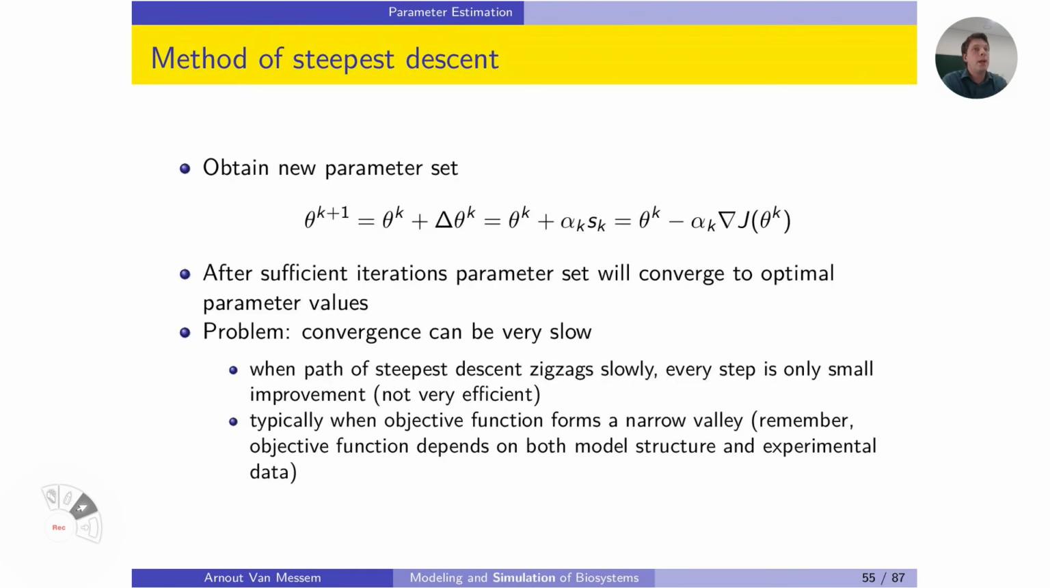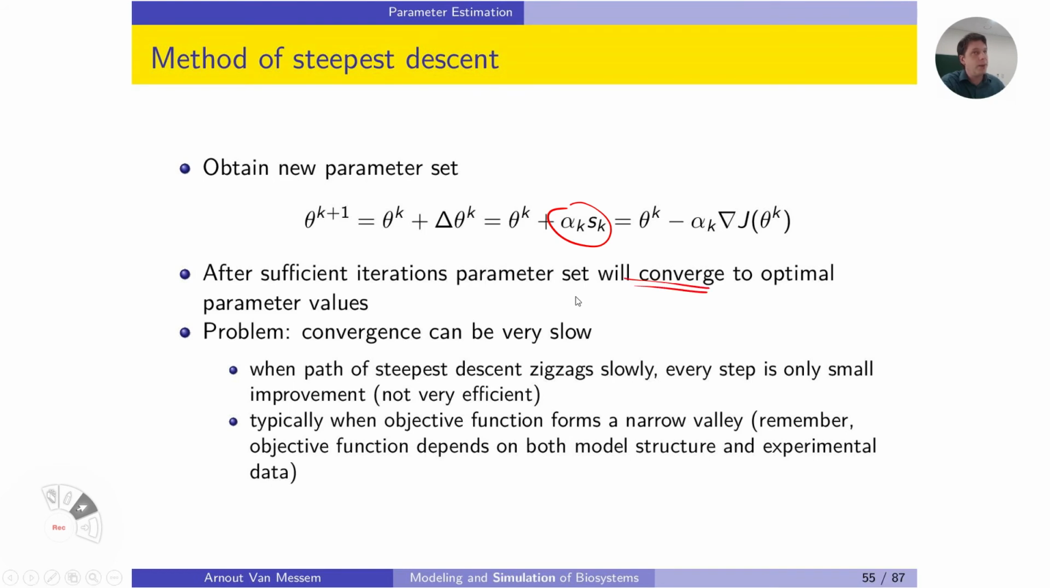This allows me to get a new parameter set. I have my old parameter set, and then I update it by adding alpha k sk. So I add the step that I took: alpha k, how far did I go? sk, what direction did I go in? I add this to my previous values of the parameters. So I get theta k minus alpha k times the value of the Jacobian. And then after sufficient iterations, this will be converging.